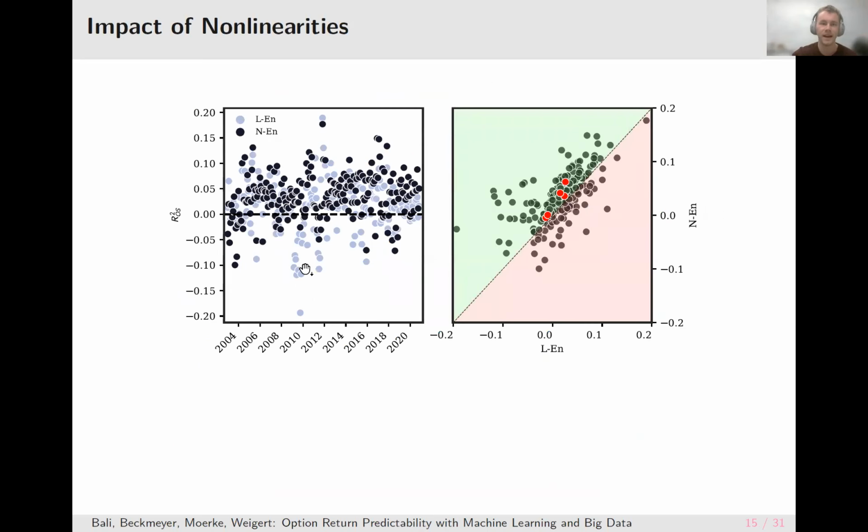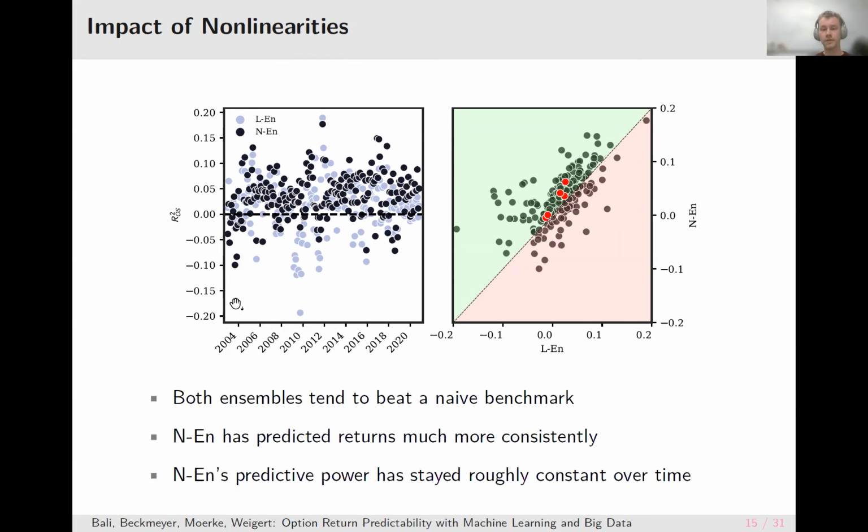Yeah, and we now have a look at this, again, over time, a direct comparison of the linear and nonlinear ensemble. Do we really need to model nonlinearities? And the answer to this is yes, right? Both ensembles tend to beat the naive benchmark, but the predictions by the nonlinear ensemble are much more consistent. And the predictive power has stayed roughly constant over time.